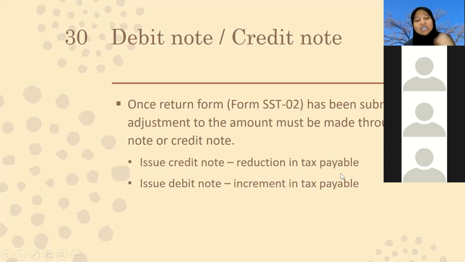So for example here, you issue a credit note when there is a reduction in tax payable. Okay, for example, there is a return of goods, so you need to reduce the tax payable, so you issue a credit note and you note in there how much is the reduction in sales tax. Issue a debit note when there is an increment in tax payable. Okay, so maybe the original invoice was wrong. Let's say there is one missing item. Okay, so you can issue a debit note.